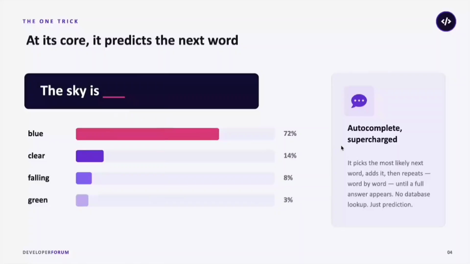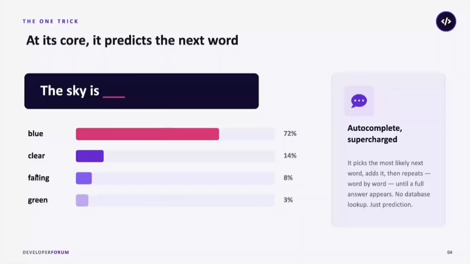Think of the autocomplete on your phone, but far more powerful. If I say "the sky is," your brain already jumped to "blue," and the model does the same thing. It has seen so much text that it can estimate that after "the sky is," the word "blue" is very likely. So here, "clear" is possible and "falling" is unlikely. It's genuinely doing that one word at a time at incredible speed. When you ask ChatGPT a question, it's not looking up an answer in a database. It's predicting word by word what a good answer would sound like.